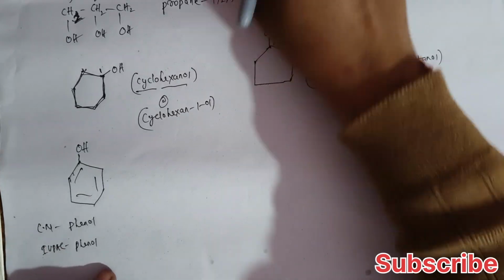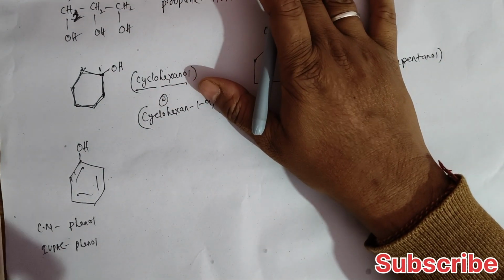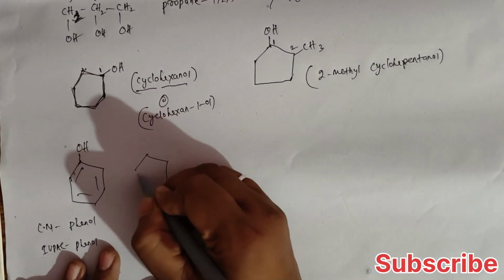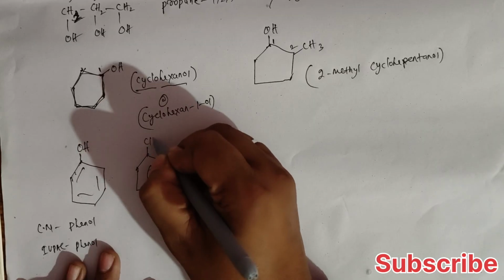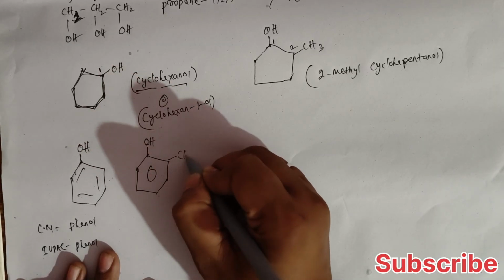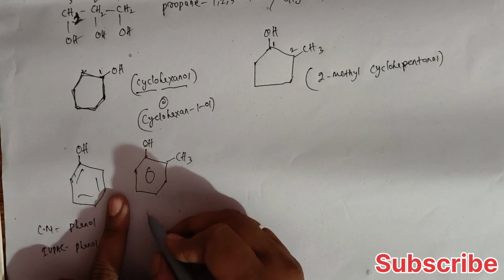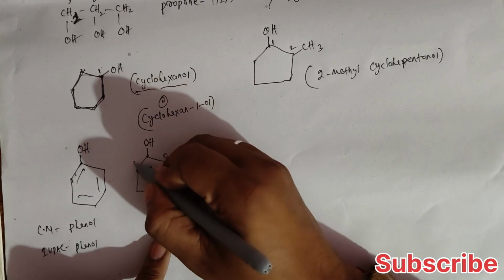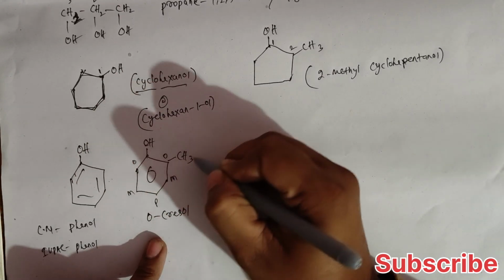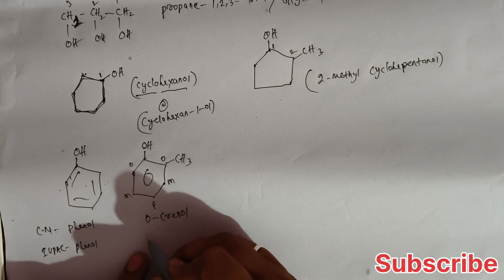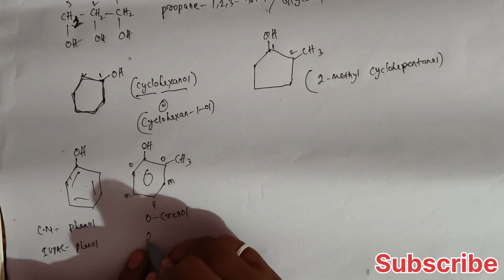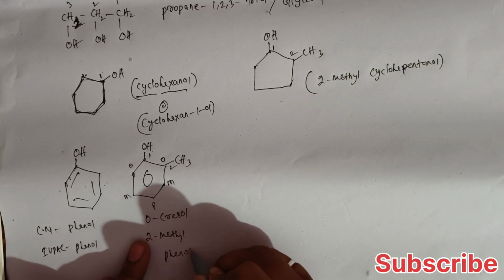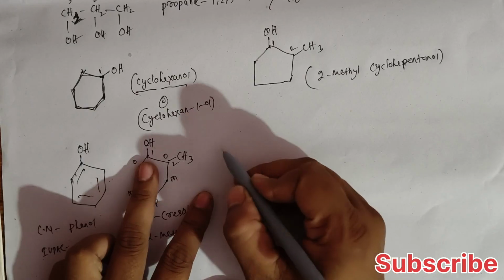Clear? Now if I add a methyl group at the ortho position to phenol, its common name will be orthocresol. This is our ortho position, this is our meta position, this is our para position. What will be its IUPAC name? 2-methylphenol will be its IUPAC name.